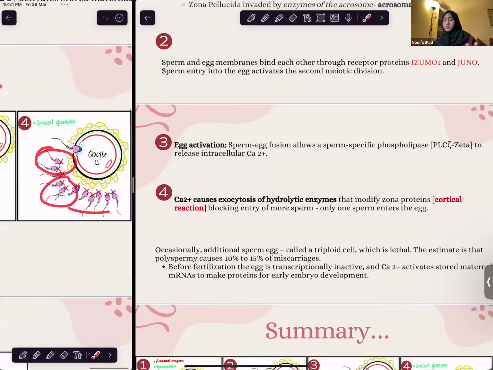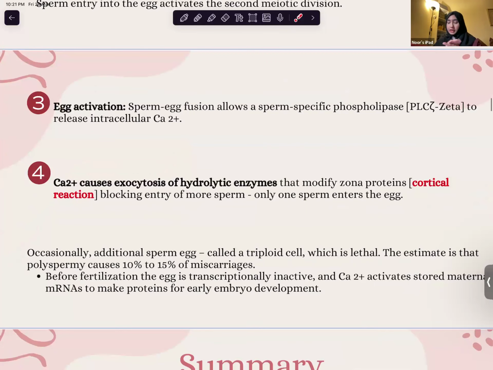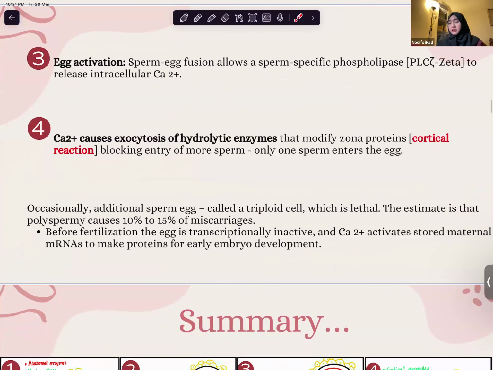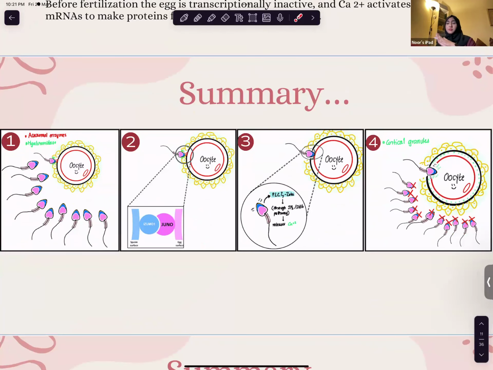Okay, so please remember these. All four of these are really important. Like I said, if an additional sperm enters the egg, it can form a triploid cell, which is lethal, and that is polyspermy, and it leads to 10 to 50% of miscarriages. Okay, and this was basically the summary.